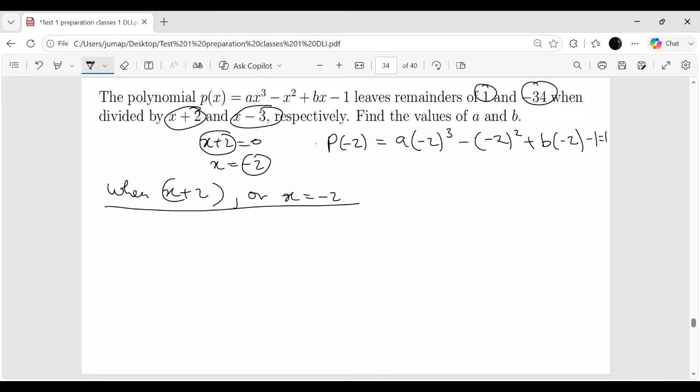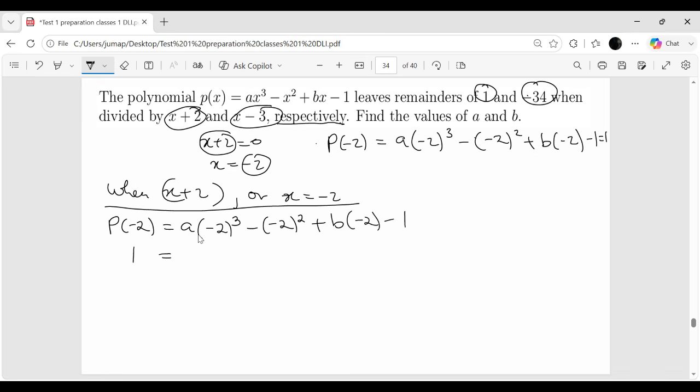Yes, thank you. So meaning that here, p of negative 2 is equal to a, and then I'm going to replace with negative 2, because x plus 2 is for the first one, negative 34 is for the second one, because they've said respectively. So I'm going to have negative 2 to the power 3 minus negative 2 to the power 2 plus b times negative 2 minus 1. So this one is 1. I must get 1.